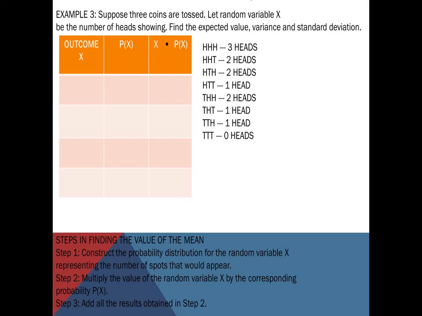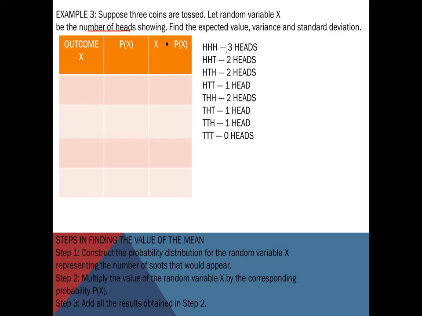Because in our problem, let x be the number of heads showing. Okay. So, there are times when we toss three coins in the air, head, head, tail can come out. Right? How many heads are there? 2. It can also be HTH, head, tail, head. That is still two heads. It can also be HTT, right? Only 1 head. It can also be THH, 2 heads. THT, 1 head. TTH, 1 head. And it can also be three tails. So that is 0 heads.